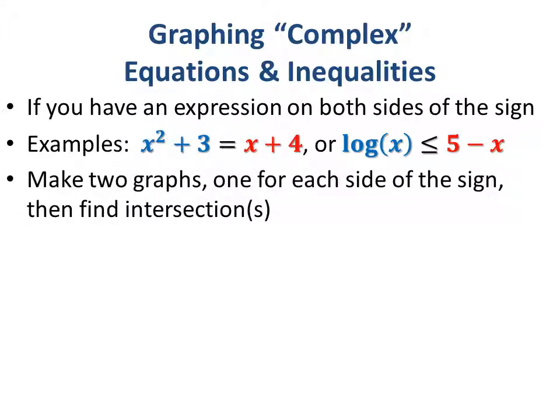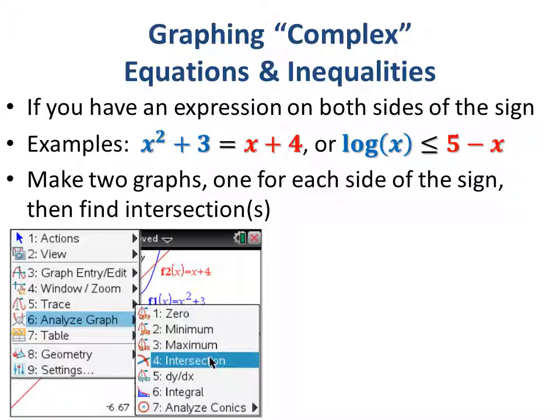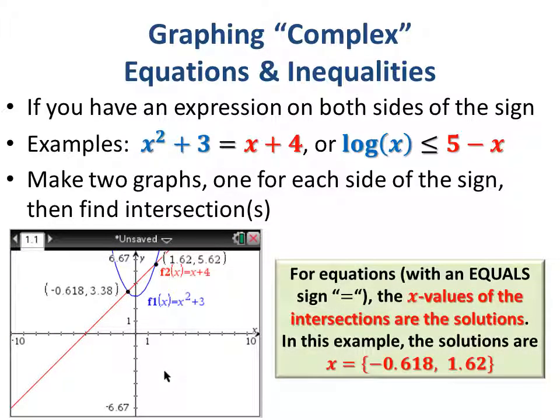What you're going to do is make two graphs for each of these equations. So for x squared plus 3 equals x plus 4, you're going to make two graphs. X squared plus 3 will be one of them. That's the blue parabola. X plus 4, the red line, is the other graph. You're going to look for the intersections. Menu, 6, 4. And that's going to mark those two points.